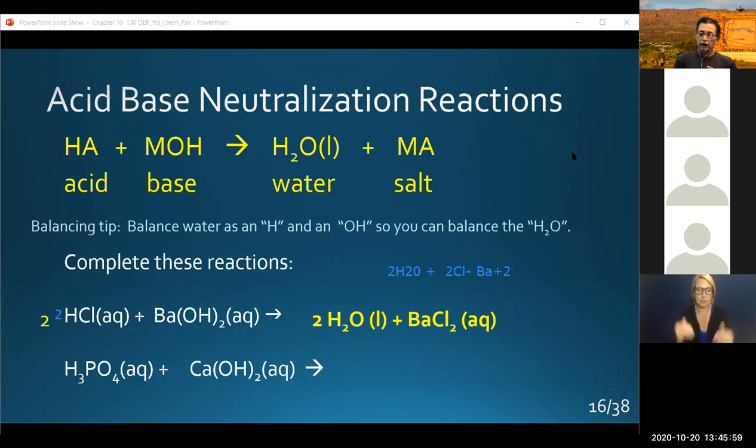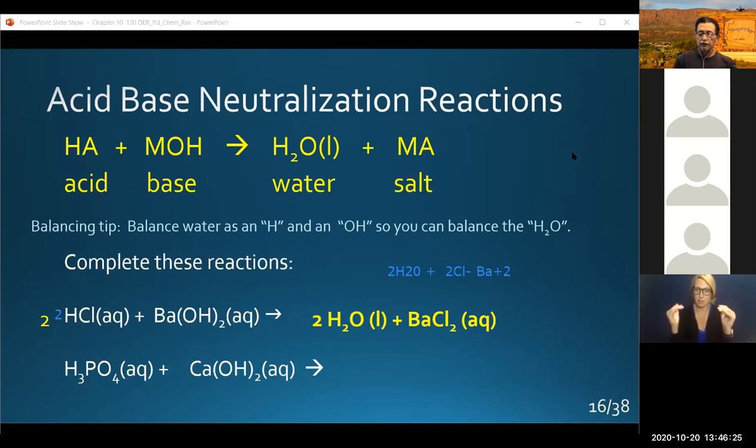Okay. Look at the chlorides. I got 2 chlorides from hydrochloric acid as reactants. I got 2 chlorides in the form of barium chloride. So the chlorides are balanced. What's left now is oxygens. I have 2 oxygens in barium hydroxide, and now I got 2 oxygens in the form of water, H2O. So the oxygens are balanced.